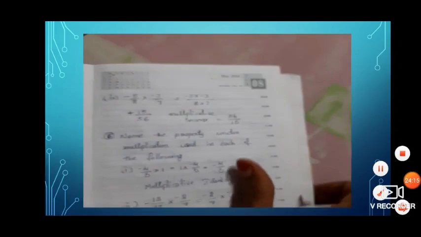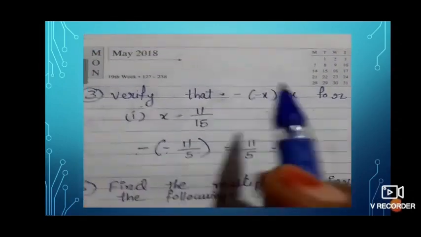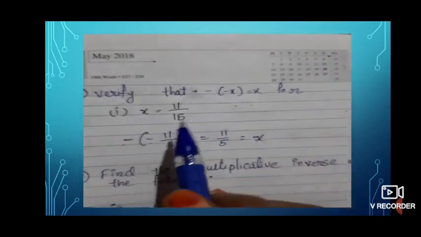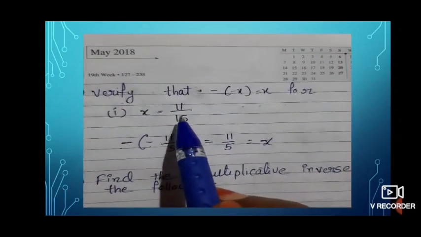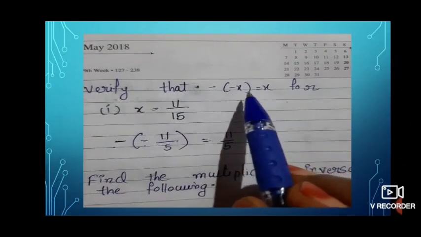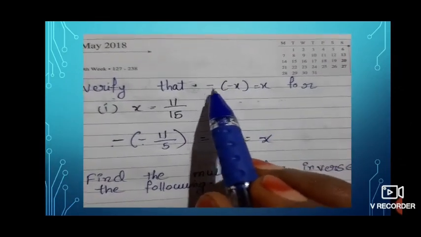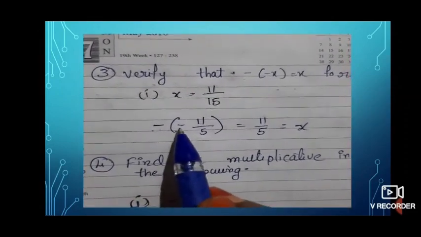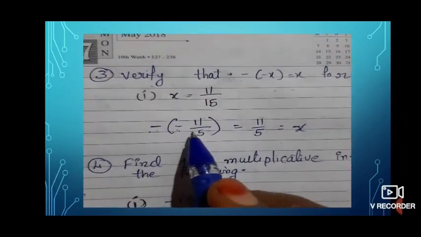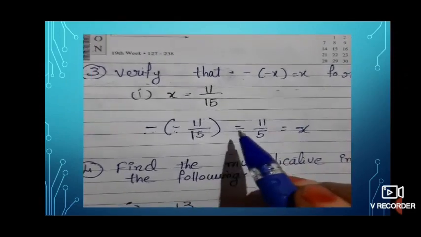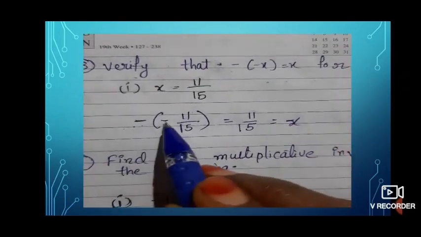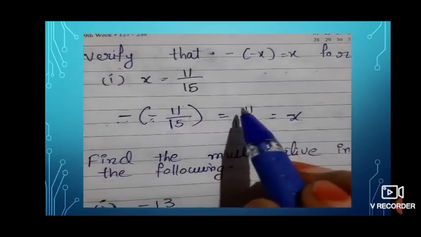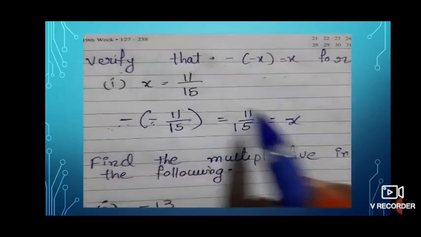Next question: verify that minus of minus x is equal to x for x equals 11 by 15. If we substitute x equals 11 by 15 and apply minus of minus, we should get x. So apply minus of minus 11 by 15. Minus of minus gives plus 11 by 15, and again the value is x.